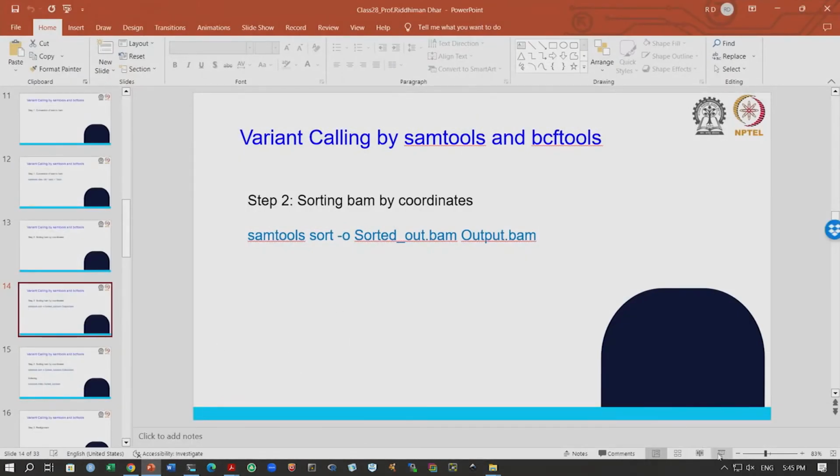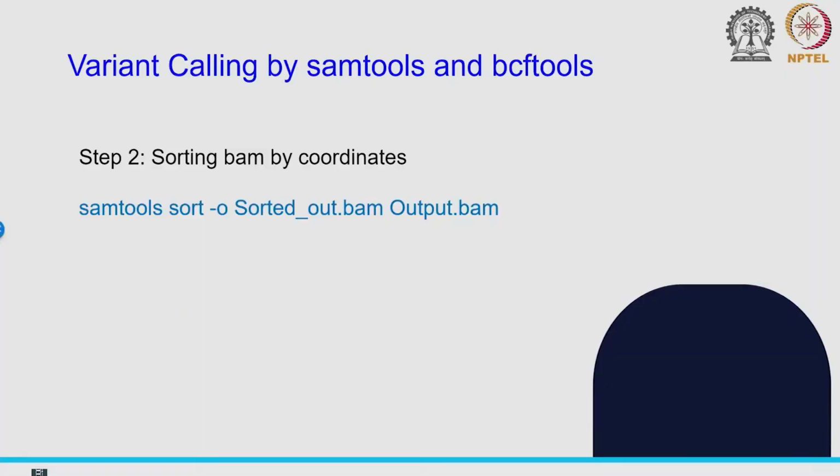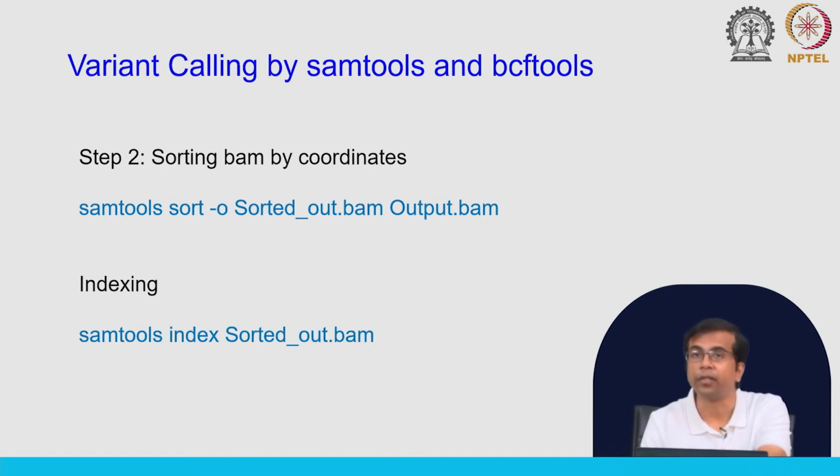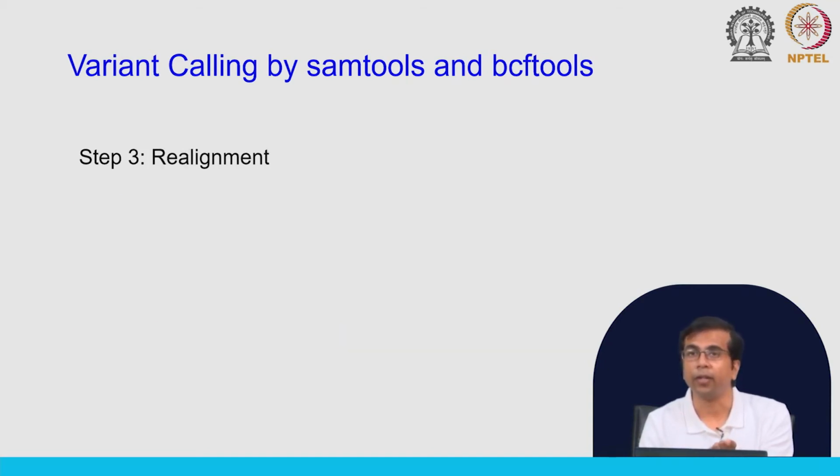Okay, so once we have sorted, we can go back to the presentation, and we have to do something called indexing. Why do you need this indexing? You will see in a moment. For the realignment program, it will require this index file of the BAM files. We will use the sortedout.bam for our realignment purpose. In addition, if you want to visualize these BAM files, if you want to see these alignments, this mapping against the reference genome, you also need the index file.